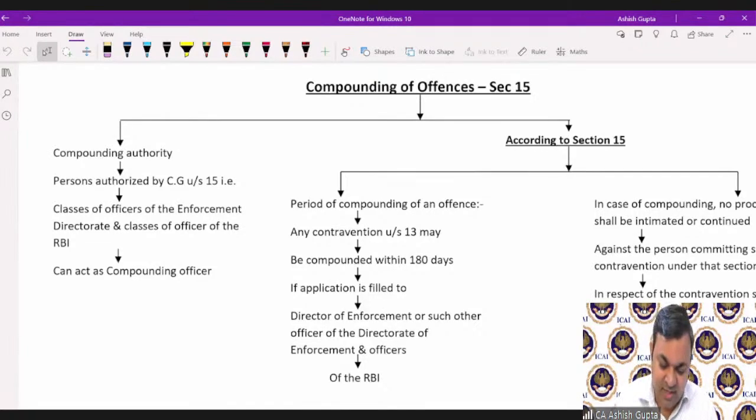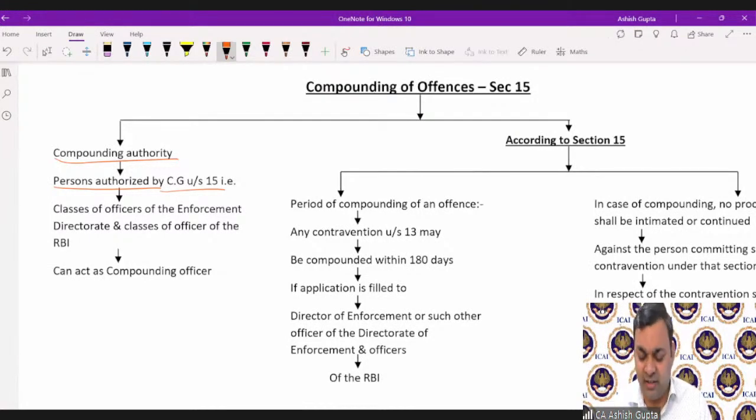But the compounding authority is a person authorized by the central government under section 15, that is, classes of officers of the Enforcement Directorate or classes of officers of RBI can act as a compounding officer. Okay.